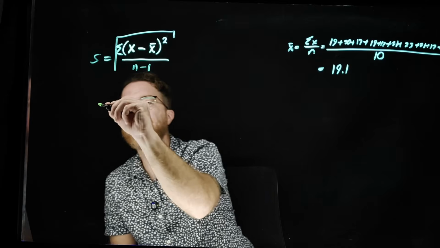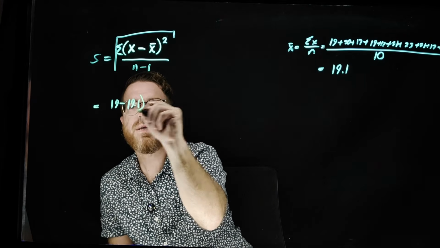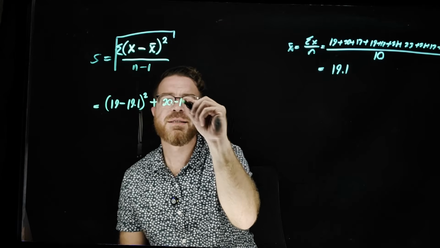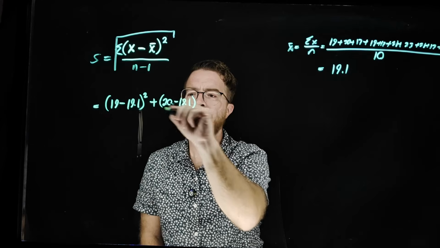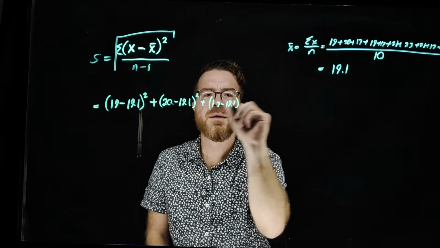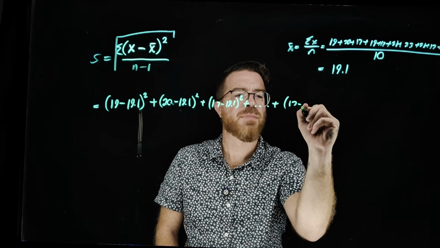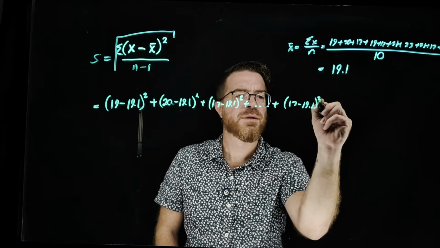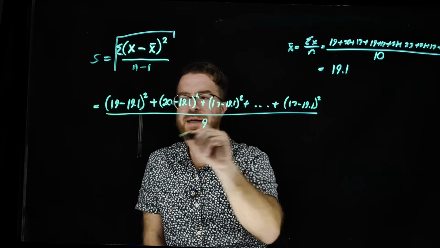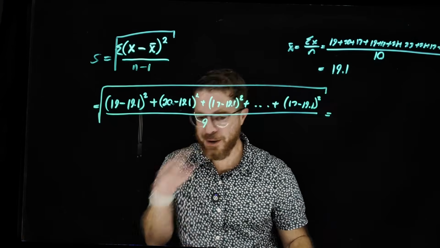To write this out, this would be 19 minus 19.1 squared, plus 20 minus 19.1 squared, plus 17 minus 19.1 squared, plus dot dot dot, up to 17 minus 19.1 squared, divided by n minus 1, which would be 10 minus 1, or 9, and I'll take the square root of the whole thing. Give me a second, I'll calculate that. I'll be right back.